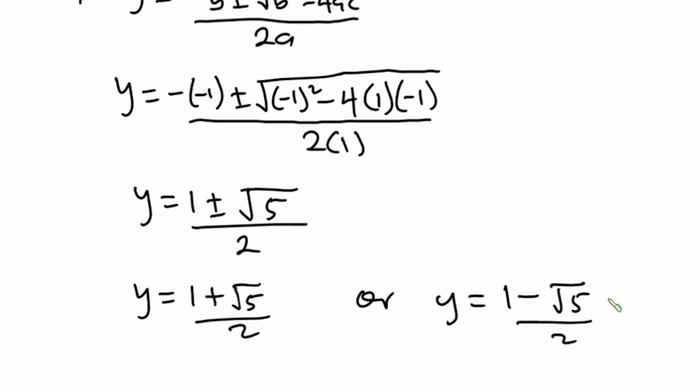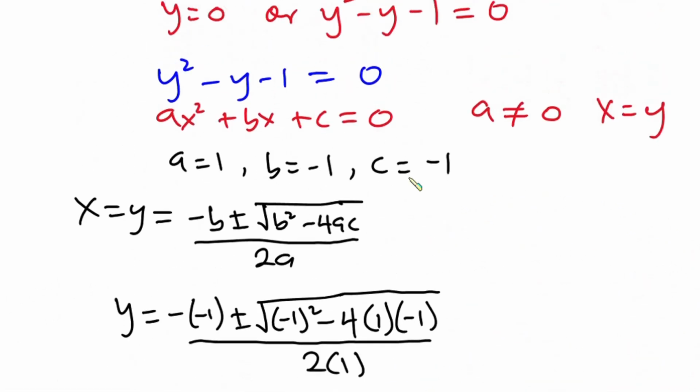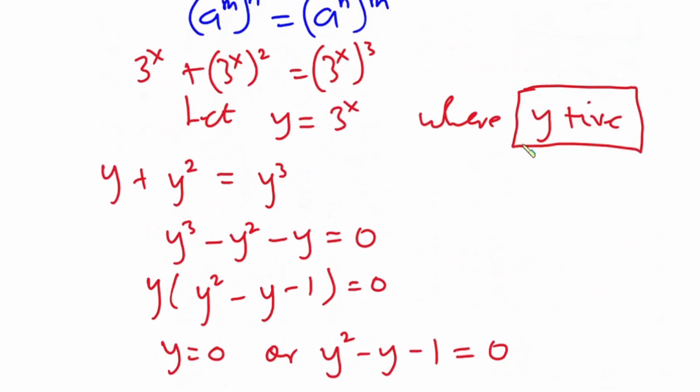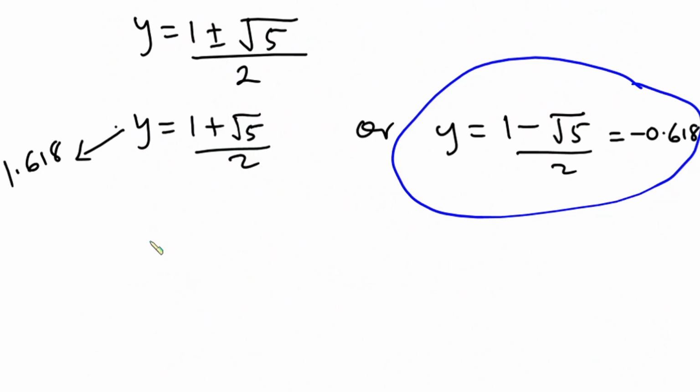Now this is the same as -0.618, and then this is also the same as 1.618. Okay, now since this one is negative, we are not going to consider that because we already said that we are considering the case where y is positive. Alright, okay, so we have y is equal to 1 plus the square root of 5 on 2.